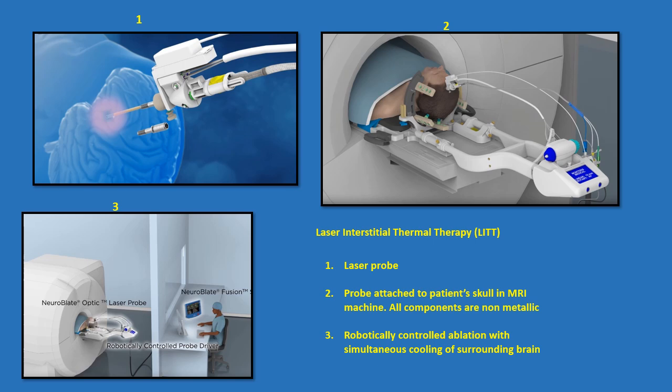This slide shows laser interstitial thermal therapy. Figure number 1 shows the laser probe. Figure number 2 shows the probe attached to the patient's skull in an MRI machine. All components are non-metallic. Figure 3 shows robotically controlled ablation with simultaneous cooling of the surrounding brain.